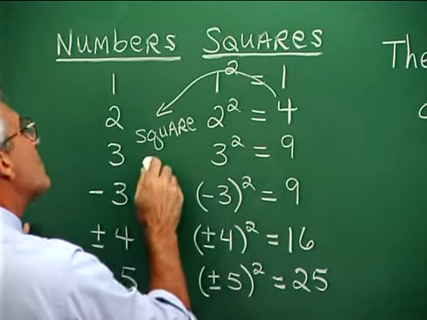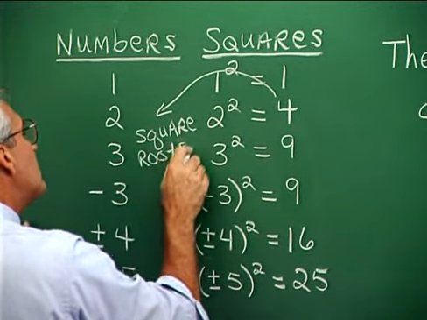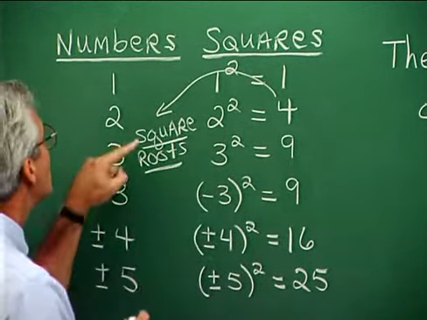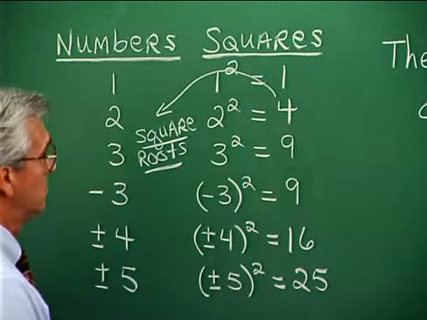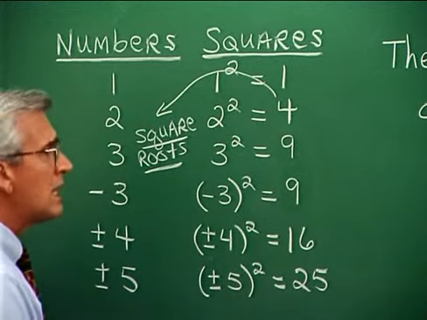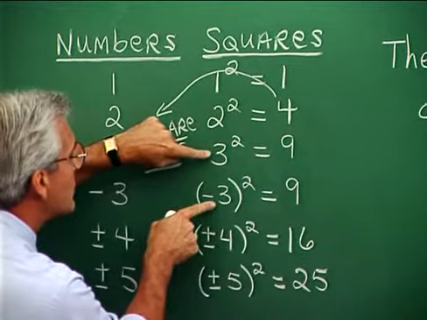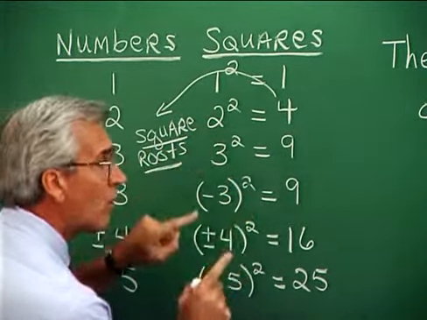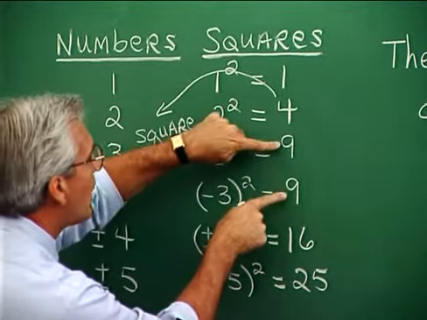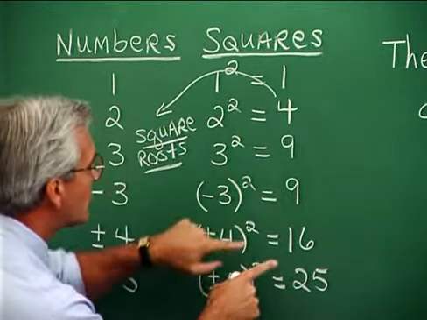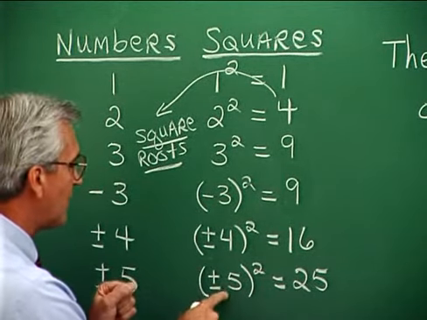So in terms of terminology, these numbers are square roots of those squares. Now we notice that the squares actually have 2 numbers that can be squared to get them, and therefore there are 2 square roots of each of these. The 2 square roots of 9 are 3 and negative 3. The 2 square roots of 16 are plus and minus 4. The 2 square roots of 25 are plus and minus 5.